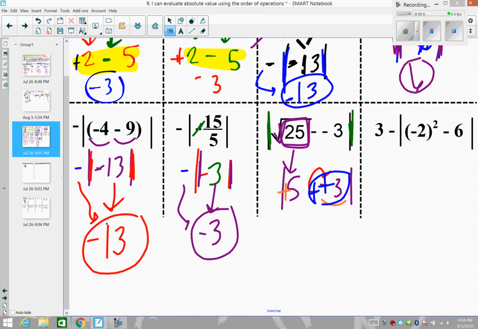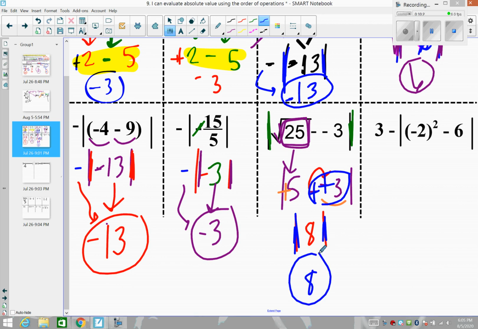And all of that is inside the absolute value symbol. So for that symbol, what we're really doing is, what is the distance from 0? How far away are we? The result of that is 8. Okay, so next problem. Why don't you give that a shot and see how you do?